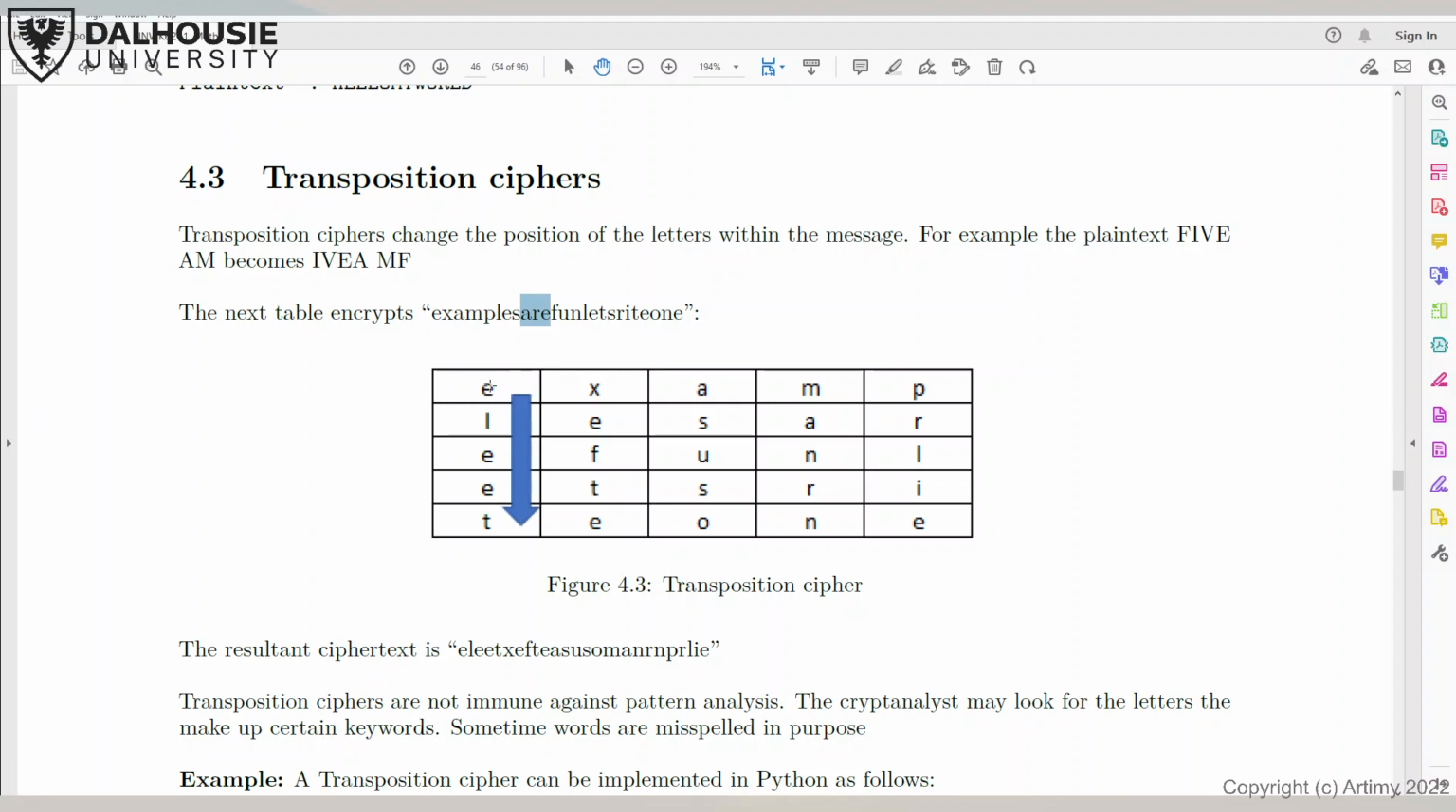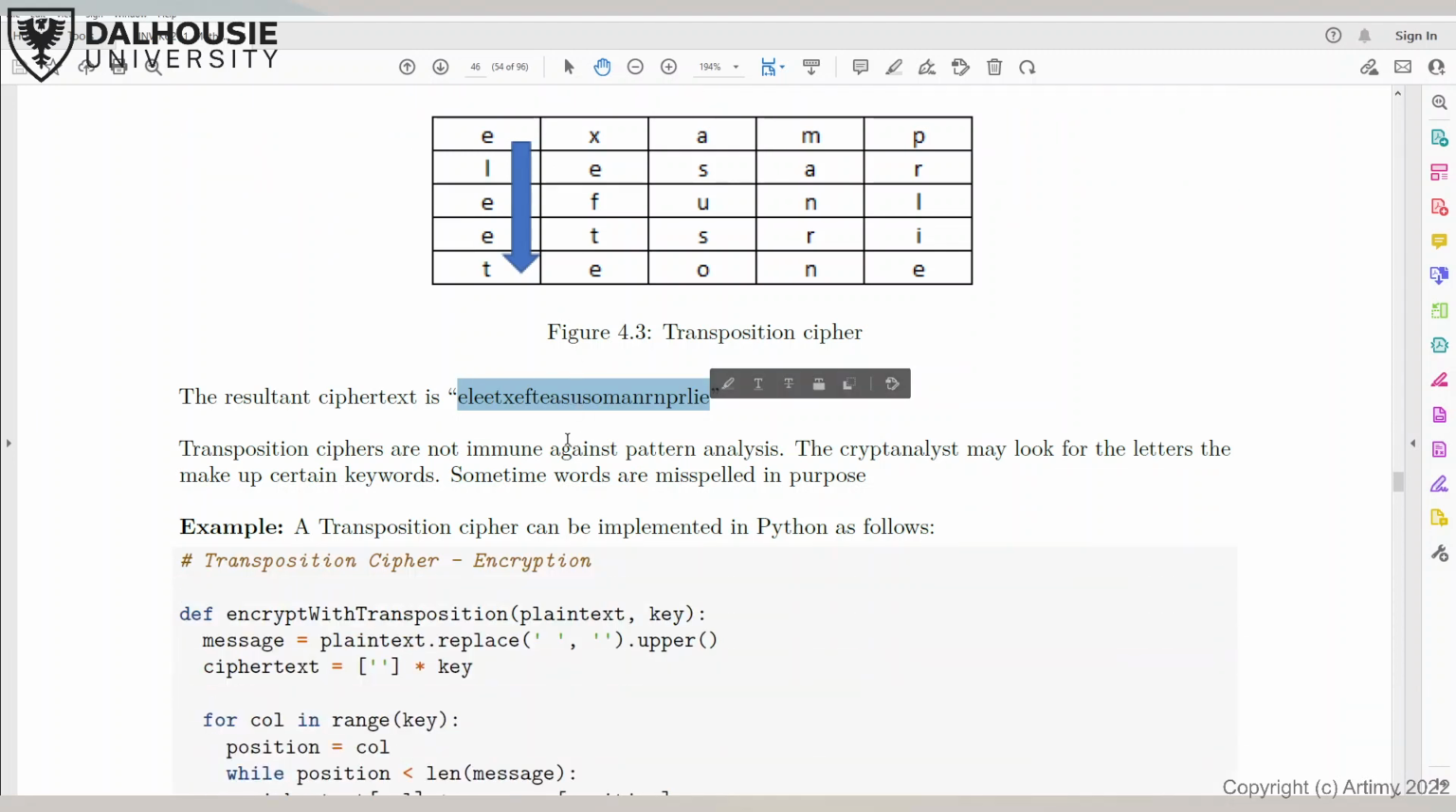So now ELEET, then XEFTE, and so on. So now the ciphertext will look like this. Ciphertext, not completely immune against pattern analysis.